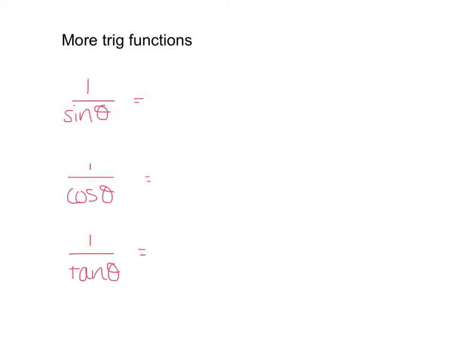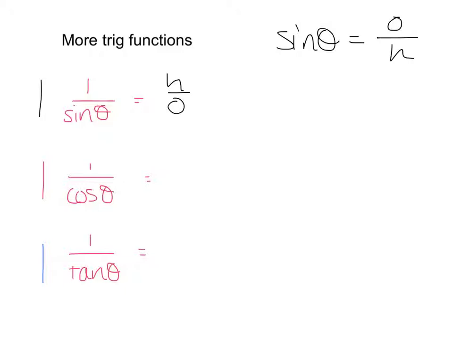In C3 we get introduced to some new trig functions, and they're rather simply 1 over sine theta, 1 over cos theta, and 1 over tan theta. If you think back to when you were first introduced to trig, probably in your GCSE, you looked at sine theta as the relationship between the opposite and the hypotenuse, opposite over hypotenuse. 1 over sine theta is the relationship between the hypotenuse and the opposite, upside down, and we call this cosec theta. So 1 over sine theta is cosec theta.